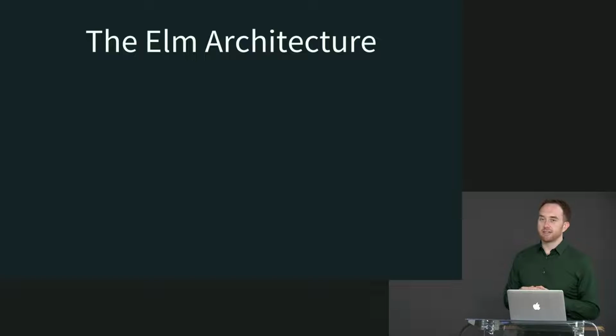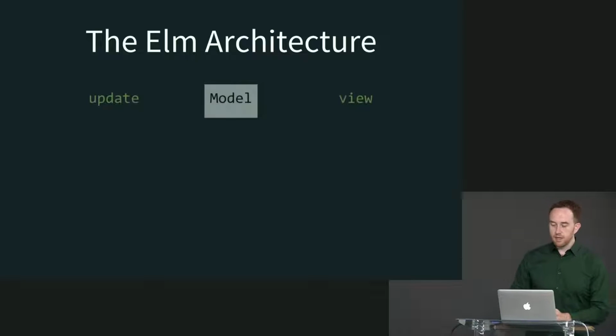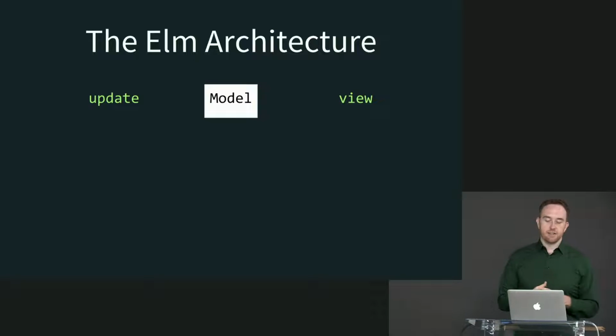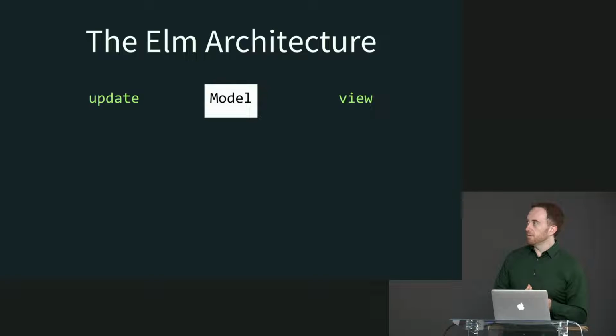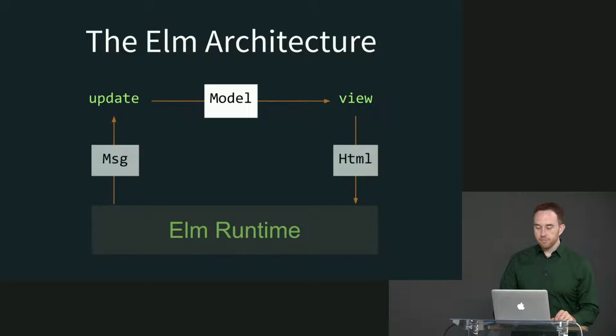Elm architecture, because this is how Elm applications respond to user input and actually change what's going on based on that user input. So there are three fundamental ideas here: update, model, and view. We're going to go through what each of those do and how they relate to one another.